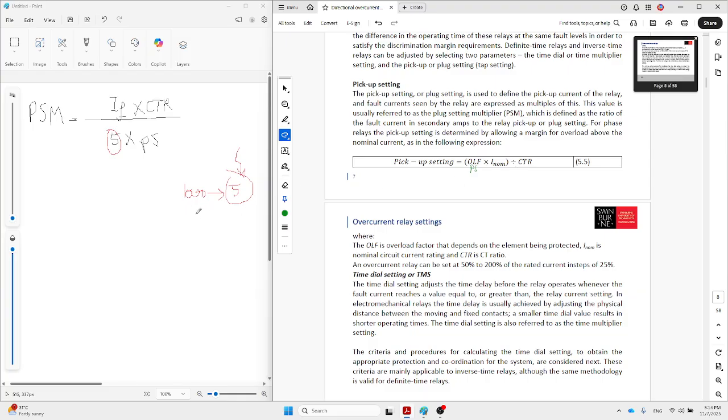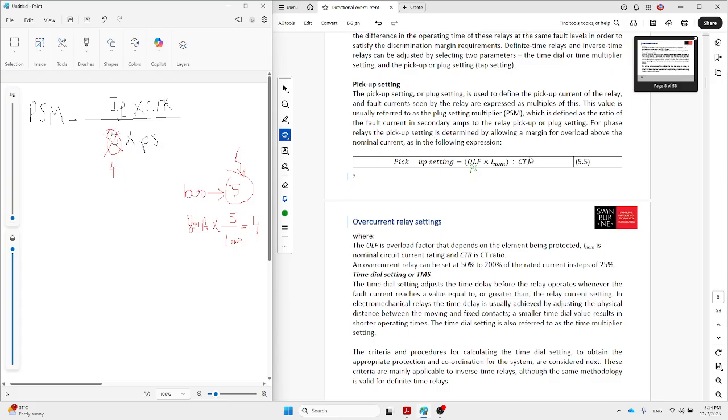On the other hand, I can explain it this way. Assume the nominal current of the system is only 800 amp. Instead of 5, we have to apply the CT ratio, 5 over 1000. 800 times 5 divided by 1000 is only 4. So instead of 5, this becomes 4. And don't forget, we have to consider the CTR the same as here.